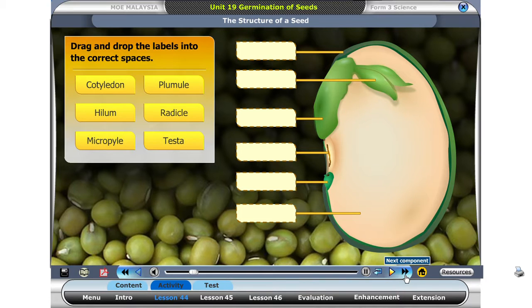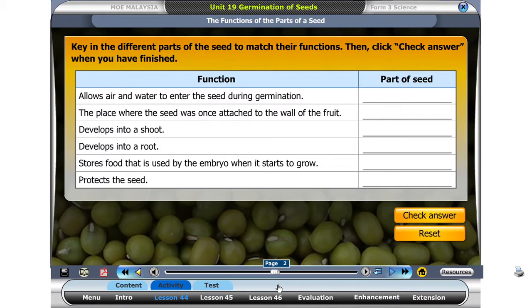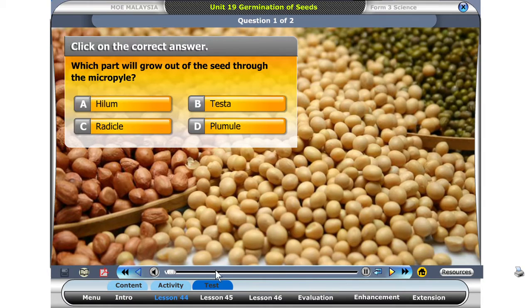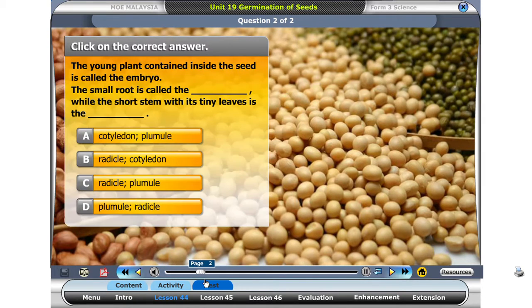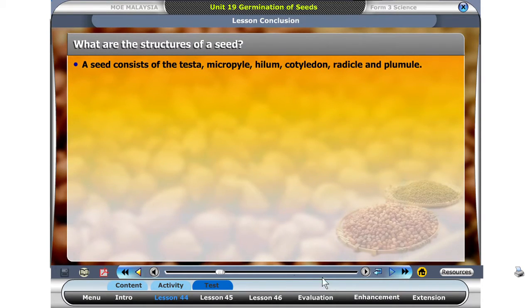Label the parts of a seed. Drag and drop the labels into the correct places. Each part has its own important function. Compare your answer with this. Did you get the answers right? Micropyle, hilum, cotyledon, radicle, and plumule.